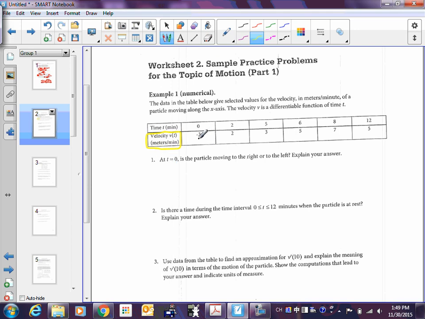Okay? So the velocity starts out negative. Then it goes positive, and it looks like it increases at some point and then decreases. Okay? So if you have an idea of what's going on, that definitely can only help you.